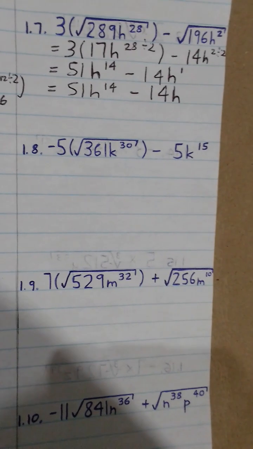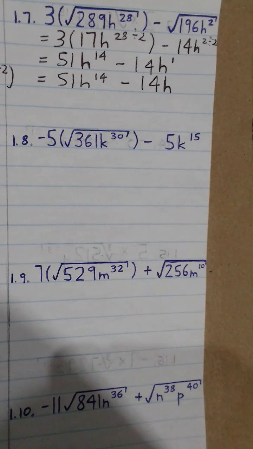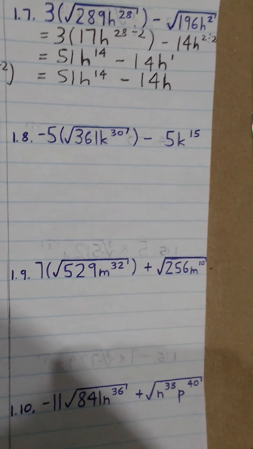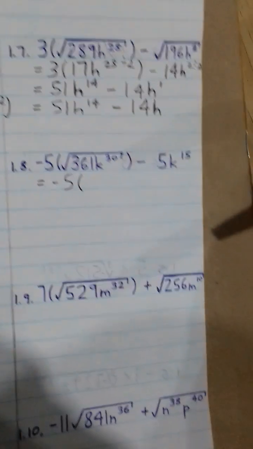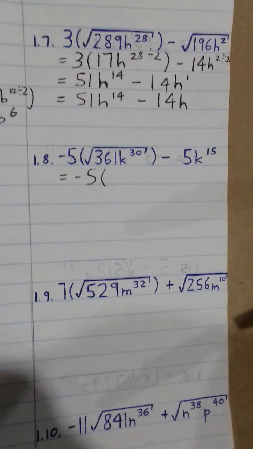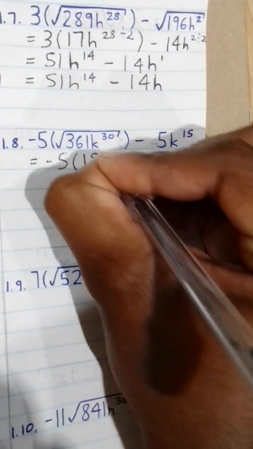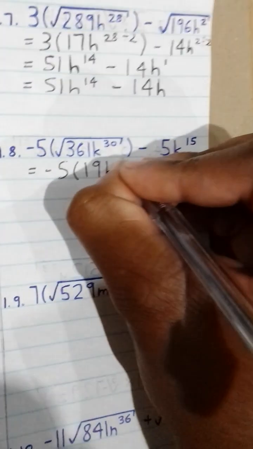1.8, negative 5 open bracket, square root of 361k to the power of 30 close bracket minus 5k to the power of 15. It's going to be negative 5. What is the square root of 361? 19 k, 30 divided by 2, minus 5k to the power of 15.